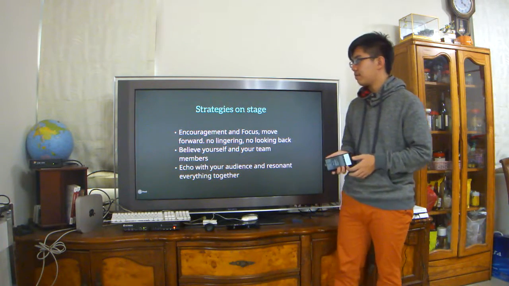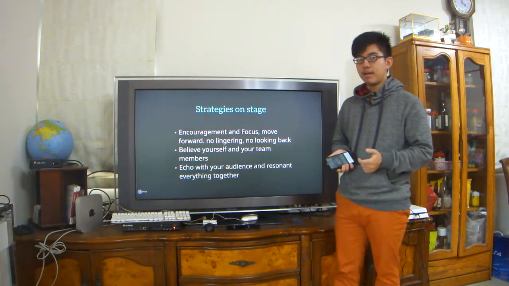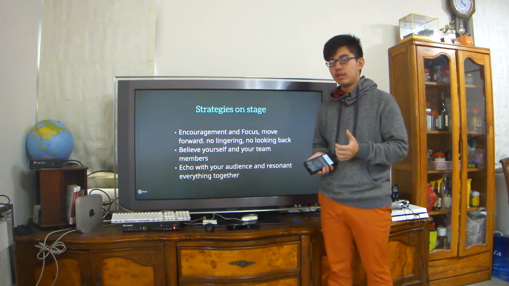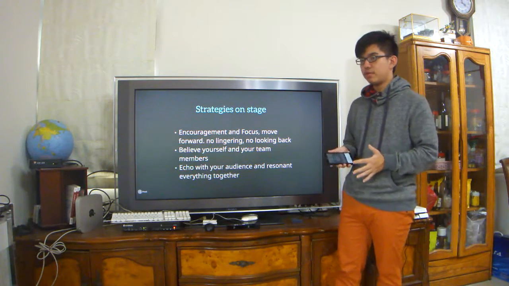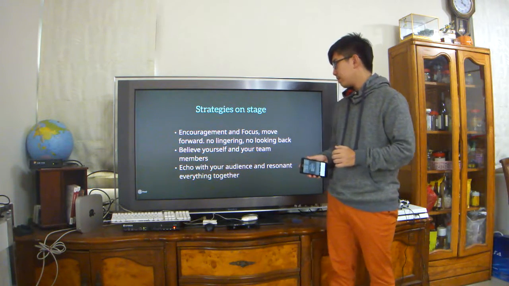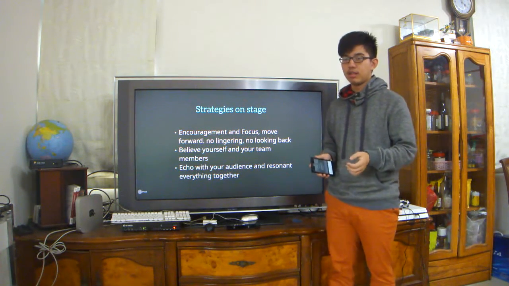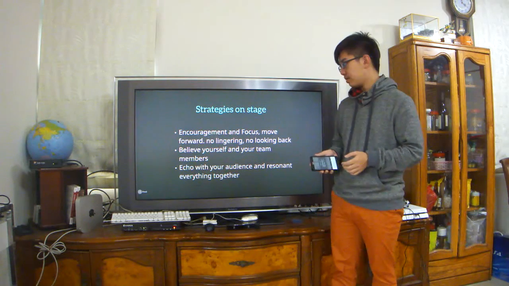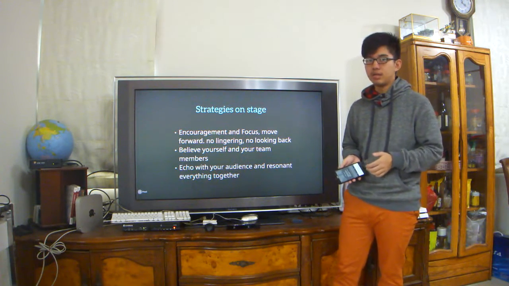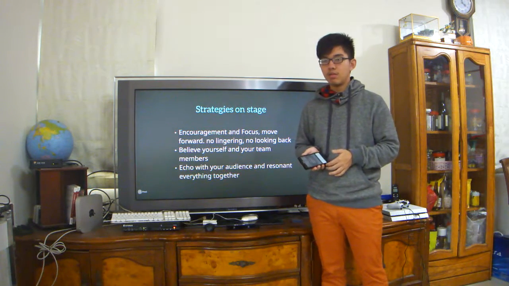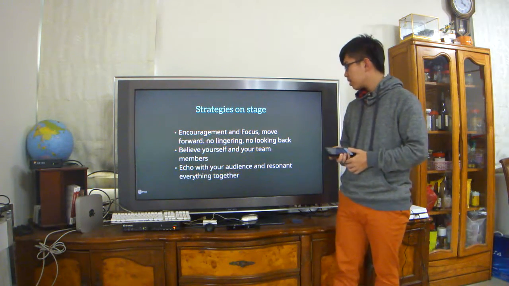So I applied several strategies at this stage. I gave encouragement to our band members, saying that we can do this and there's nothing to worry about. And we just focused on the song and moved forward through every part of the song. We just went for it because there's nothing to worry about, because we practiced 2 or 3 times and it was getting better and better. And during the process I also believed in myself and my team members, because we sort of formed a familiarity with each other during the practice process.